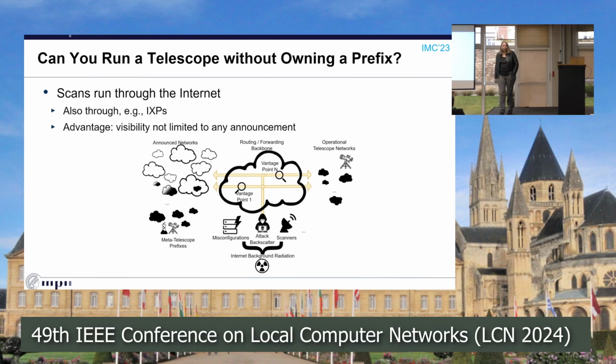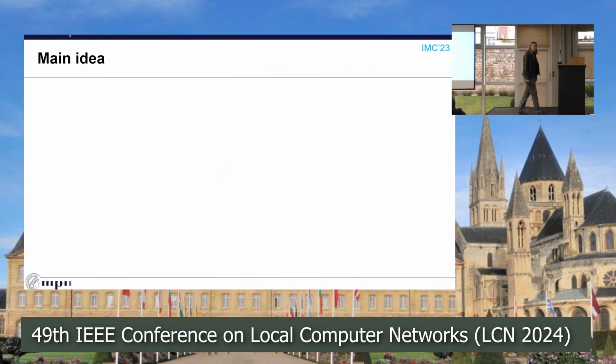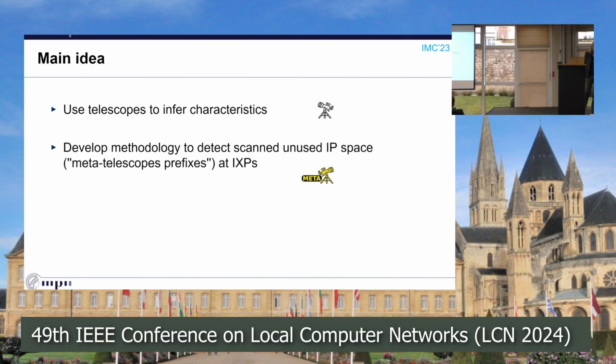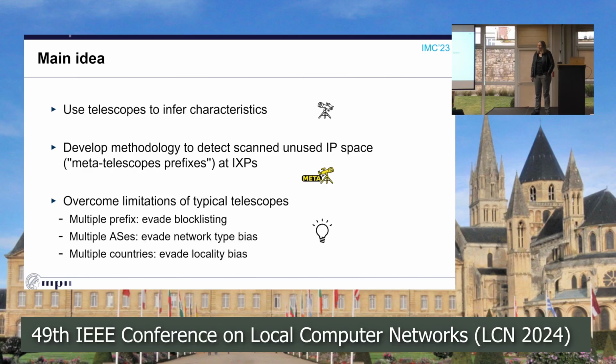So what is the idea? The idea is that we use telescopes to infer what characteristics of traffic we would expect to see going to a telescope. Once we know that, we can use the traffic at IXPs or ISPs to infer unused IP address space. Once we have that, we can do insights and analysis of this.